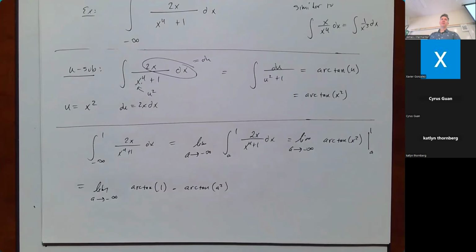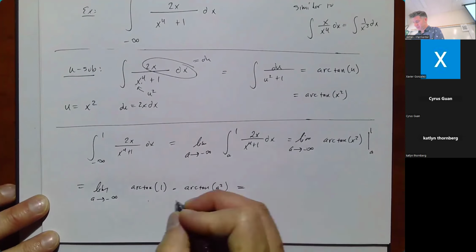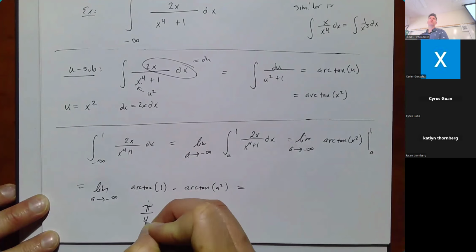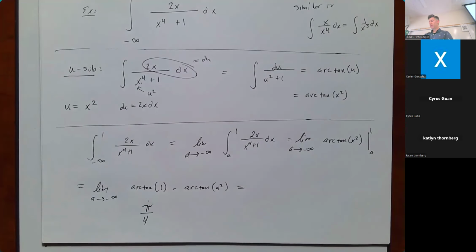Now I said I was pretty sure this was going to converge. What's arctangent of 1? Tangent of what angle equals 1? Pi over 4. What's the limit as a goes to negative infinity of arctangent of a squared? Or in other words, what's the arctangent of a really, really big number? It's not a really big number. It's less than 2.